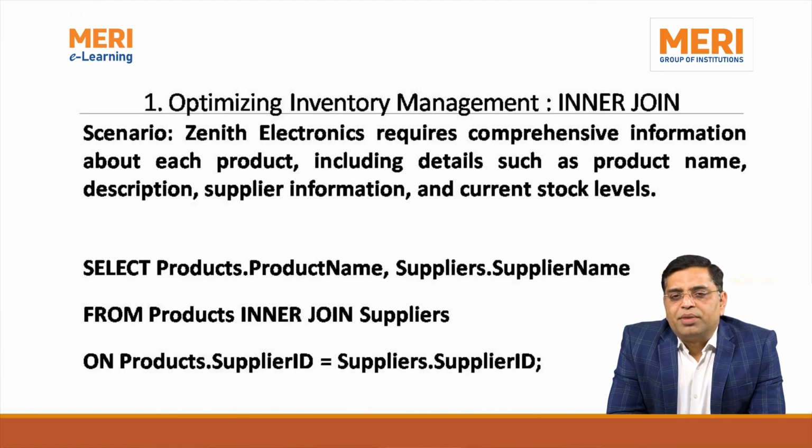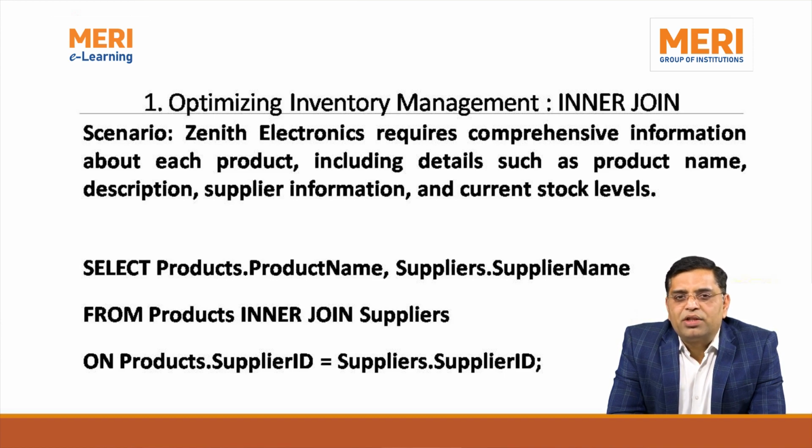Optimizing inventory management. To make sure Zenith Electronics manages its inventory well, they need lots of info about each product. This info includes things like the product name, description, supplier details, and how much of it they have in stock right now. This SQL query selects the product names and their respective supplier names from two tables, products and suppliers.